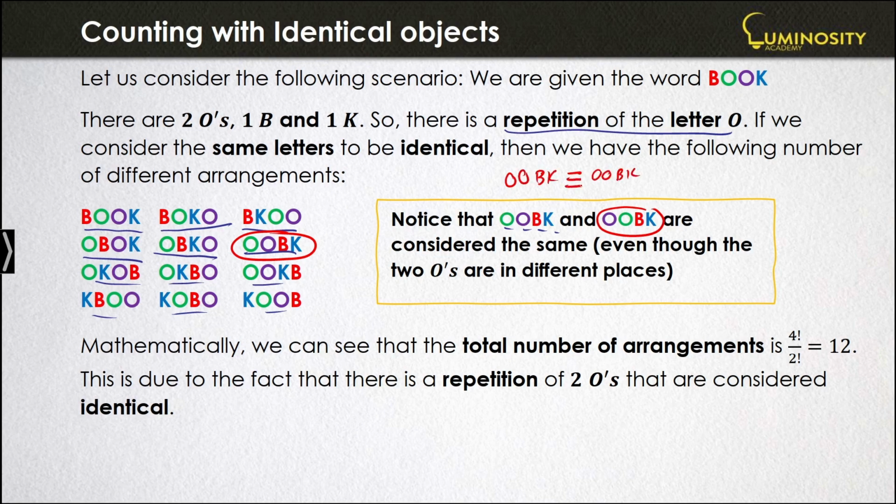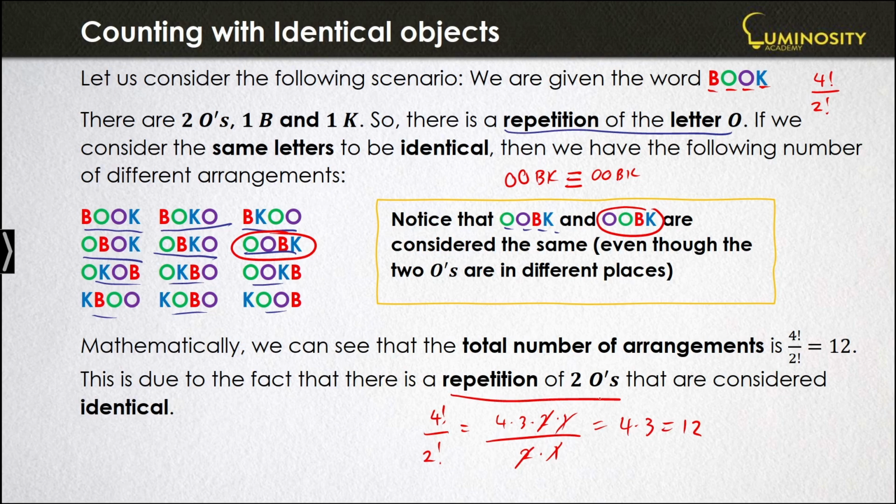These are identical words. So mathematically, we can see that the total number of arrangements is 4 factorial, the number of letters that we have. So we can arrange them in 4 factorial ways, but then we divide out the repetition of 2 factorial, for the 2 O's, and we get 12. We can verify that: 4 factorial over 2 factorial is 4 times 3 times 2 times 1 over 2 times 1. The 2's will divide, the 1's will divide, and you're left with 4 times 3, which is 12. This is due to the fact that there's a repetition of 2 O's that are considered identical.